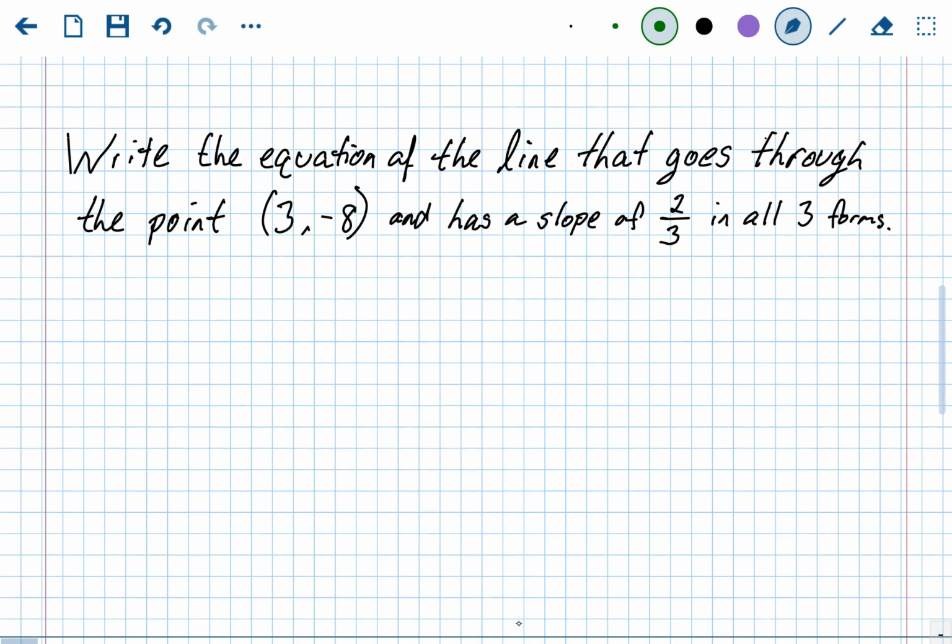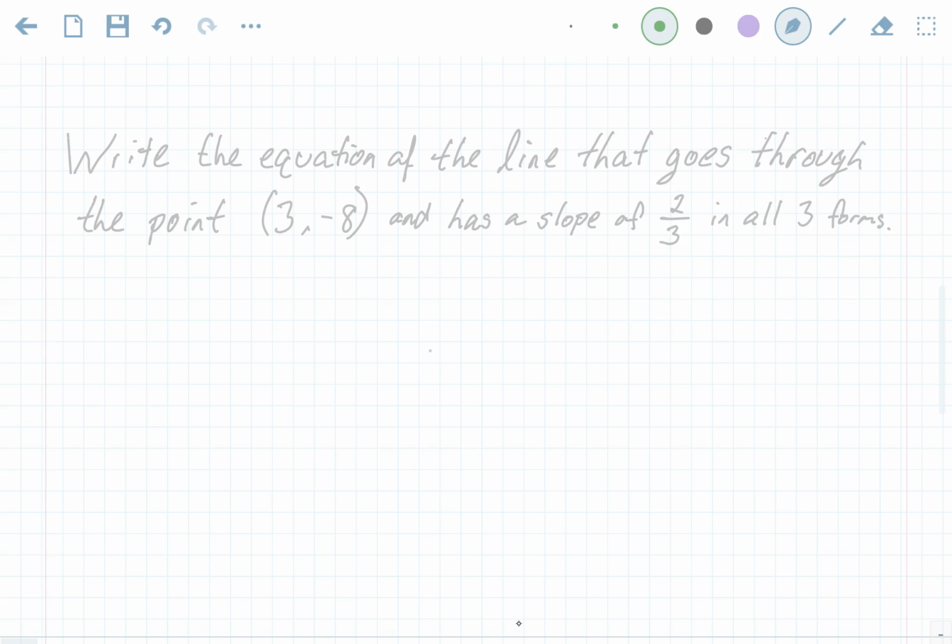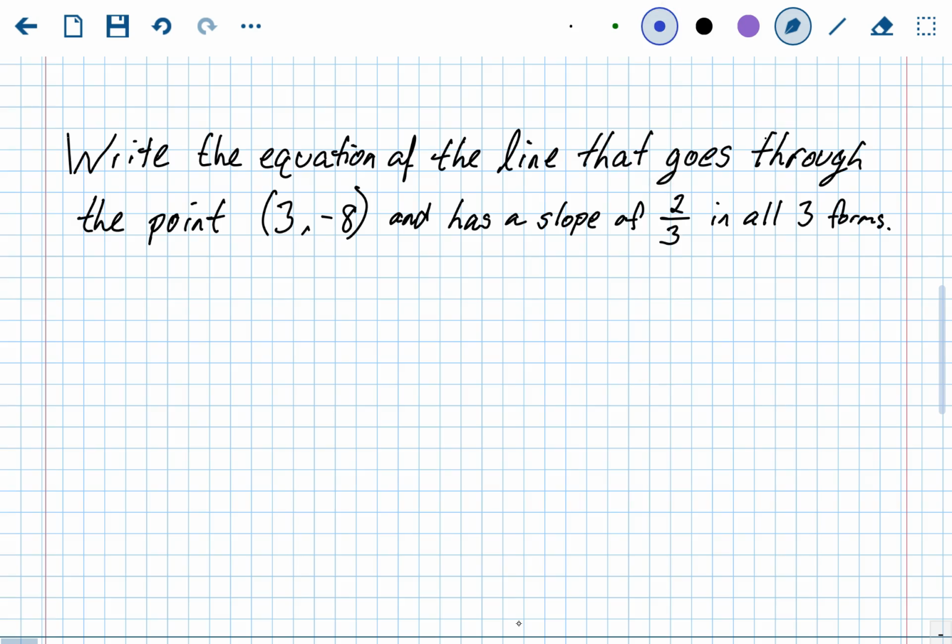With this example, write the equation of the line that goes through the point 3 comma negative 8 and has a slope of 2/3 in all three forms. Well, where should we start on this one? We should start with what we're given. We're given a point, an x1 and a y1, and we're given a slope. x1 is 3, y1 is negative 8, m is 2/3. If you know a point and you know a slope, you should write it in point slope form.